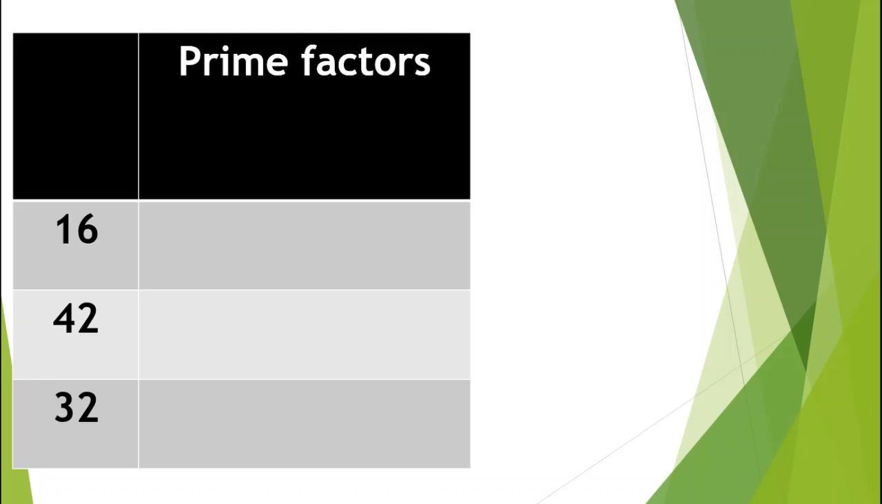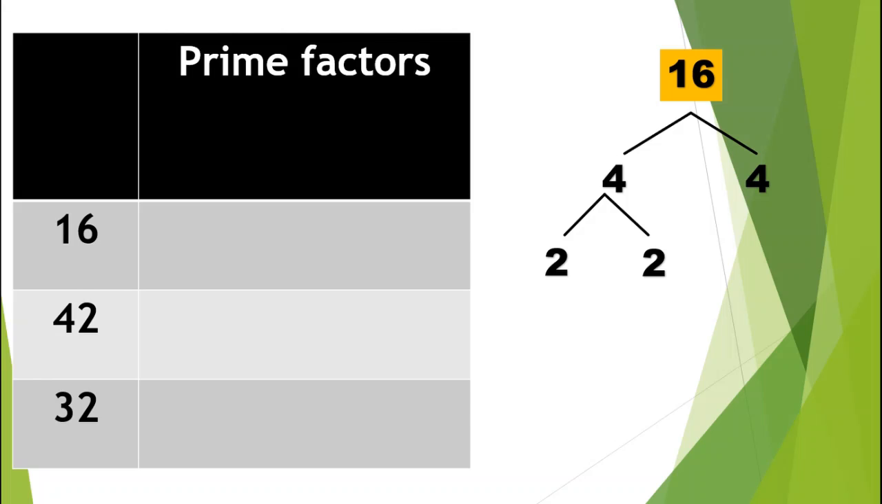Okay, let's start with 16. Think of two numbers that we need to multiply to come up with 16. Very good. That is 4 times 4. Do we have any other numbers that we can multiply to come up with 4? Very good. That is 2 times 2. So we will put down our 4 and on the other side 2.